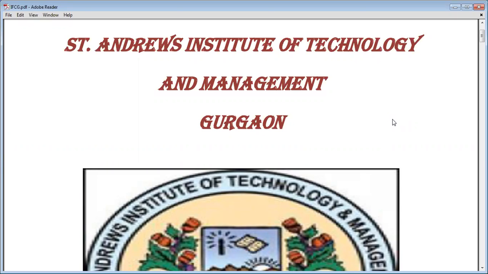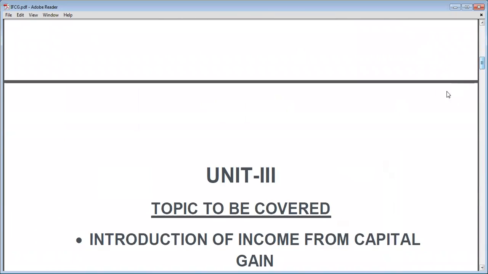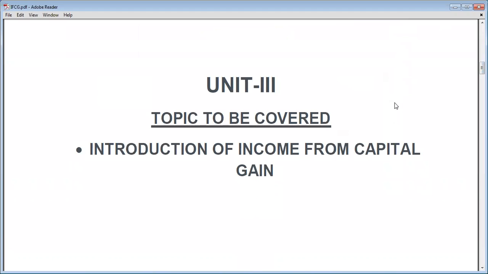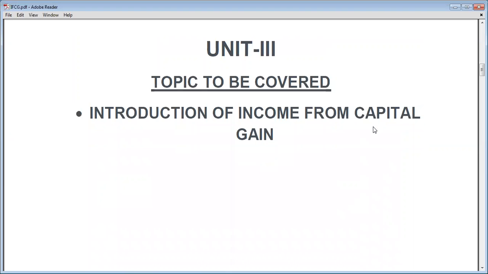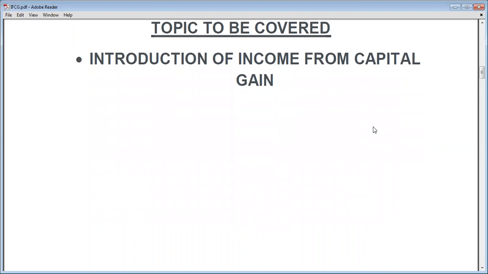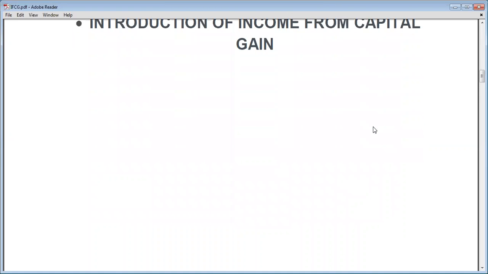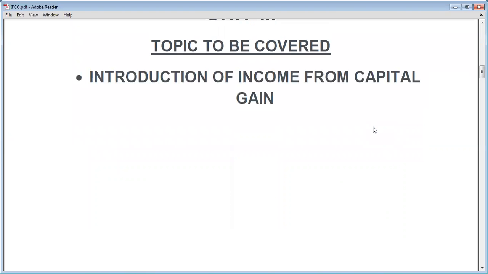In today's lecture, we are going to start the third unit of your syllabus, and we are going to study the first topic of the third unit, that is income from capital gain. Income from capital gain is the fourth head of the Income Tax Act. Which income will be taxable under this head? If an assessee transfers any capital assets and receives some gain from that transfer of capital assets, then such gain will be taxable under the head capital gain.